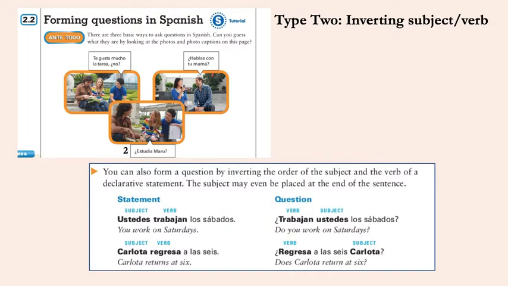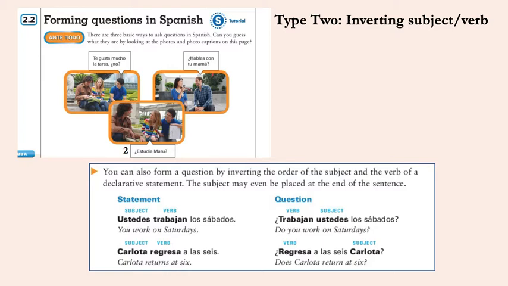Type 2 is inverting the subject and the verb. Typically in English and also in Spanish, the subject comes first. Por ejemplo, ustedes trabajan los sábados, or Carlota regresa a las 6. But the second type of forming a question is to invert the subject and the verb. Por ejemplo, ¿trabajan ustedes los sábados?, ¿regresa a las 6 Carlota?